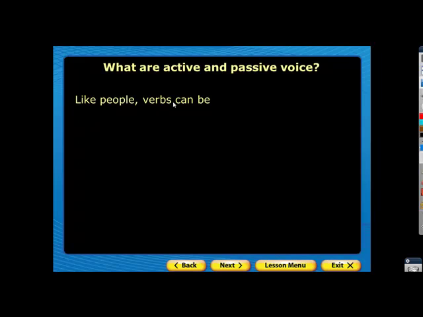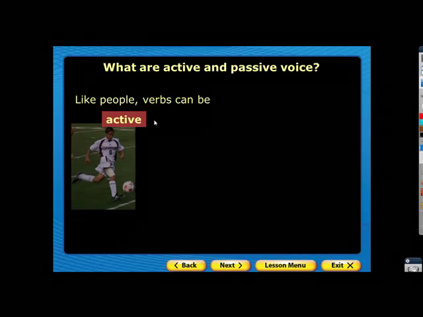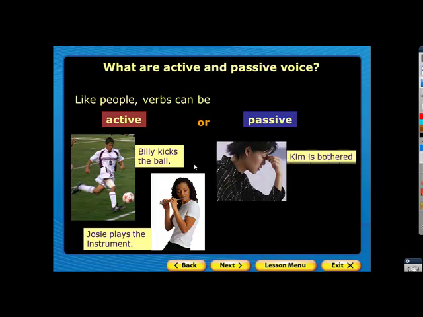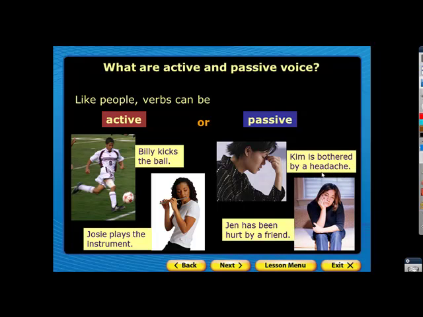Like people, verbs can be active, like here, Billy kicks the ball, Josie plays the instrument. The active people are the doer of the action, not just the subject or what the sentence is talking about. We're talking about the doer, the performer of the action. Verbs also can be passive, receivers, like Kim is bothered by a headache, Jim has been hurt by a friend. All of these are receivers, not just the subject.